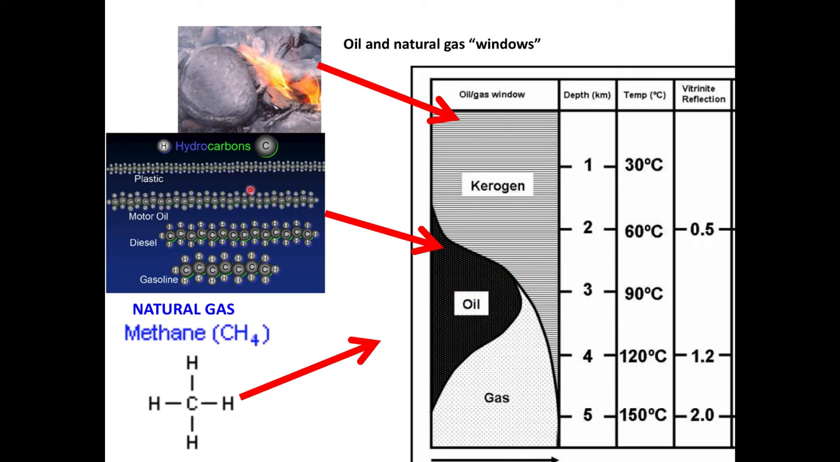In the oil, we have really complex hydrocarbon chains, shown here in the middle left. We have gasoline, we have diesel, we have motor oil, we have plastic. And then at high temperature and high pressure, or deeper levels of the Earth's crust, we have only methane.